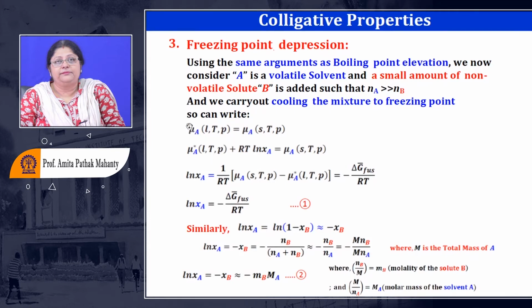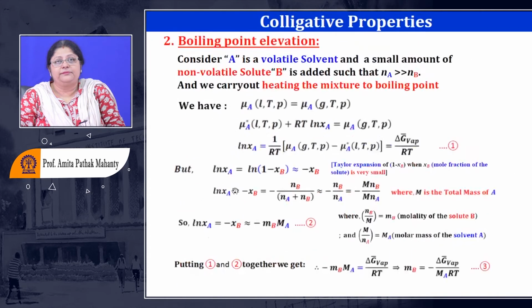So we rewrite this in terms of the chemical potential of the solution being the chemical potential of the pure species in pure solution plus RT ln of the mole fraction of the solvent in the solution, and that is equated to the chemical potential in the solid state at the given temperature and pressure. Now here also we have taken the same thing.